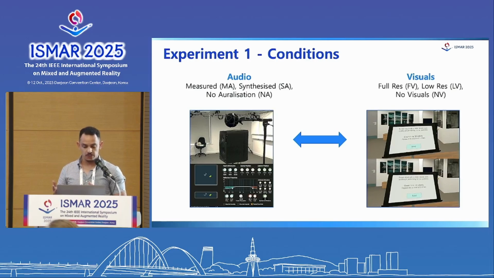And for the visual factor, we had full resolution, that is the full resolution of the Quest 3, which is around 4.6 megapixels, and low resolution, in which we dropped the visual resolution to 1 megapixel, that is around 22% of the full resolution of the headset. And then we had a no visual condition as well.